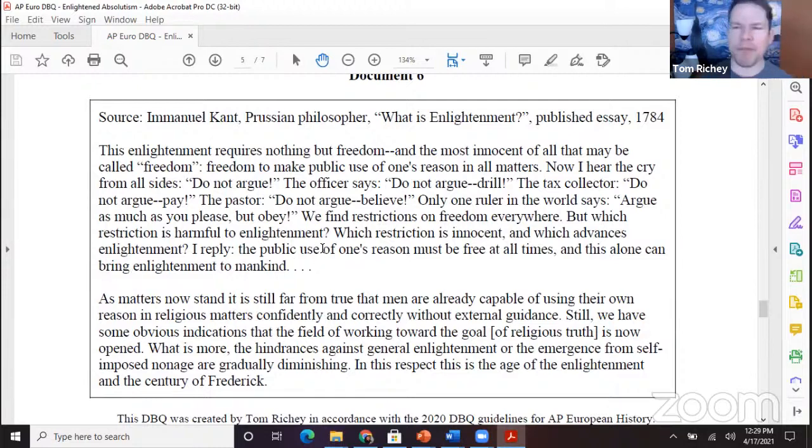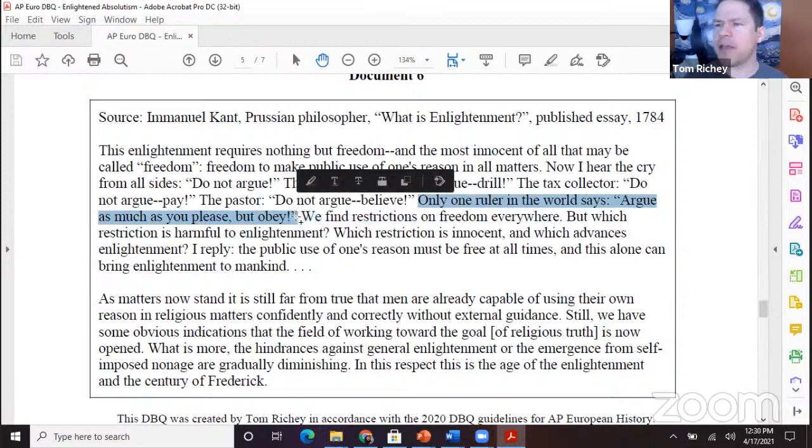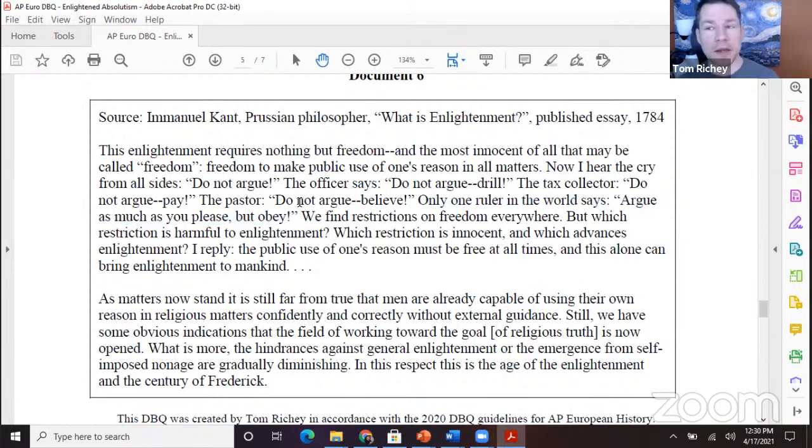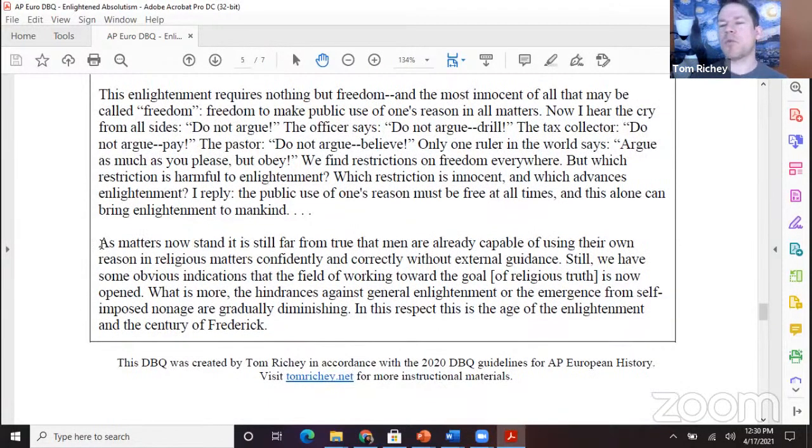Now, again, another time-saving thing. If you've already, halfway through the document, realized, okay, I have enough here that I can note, like, only one ruler in the world says argue as much as you please, but obey, you may have picked up that he's making a reference to Frederick the Great. And if we're looking at our outside knowledge, then we're thinking, okay, this is a nod at Frederick the Great's policy of basically letting people have any religion that they want, right? Of religious toleration.